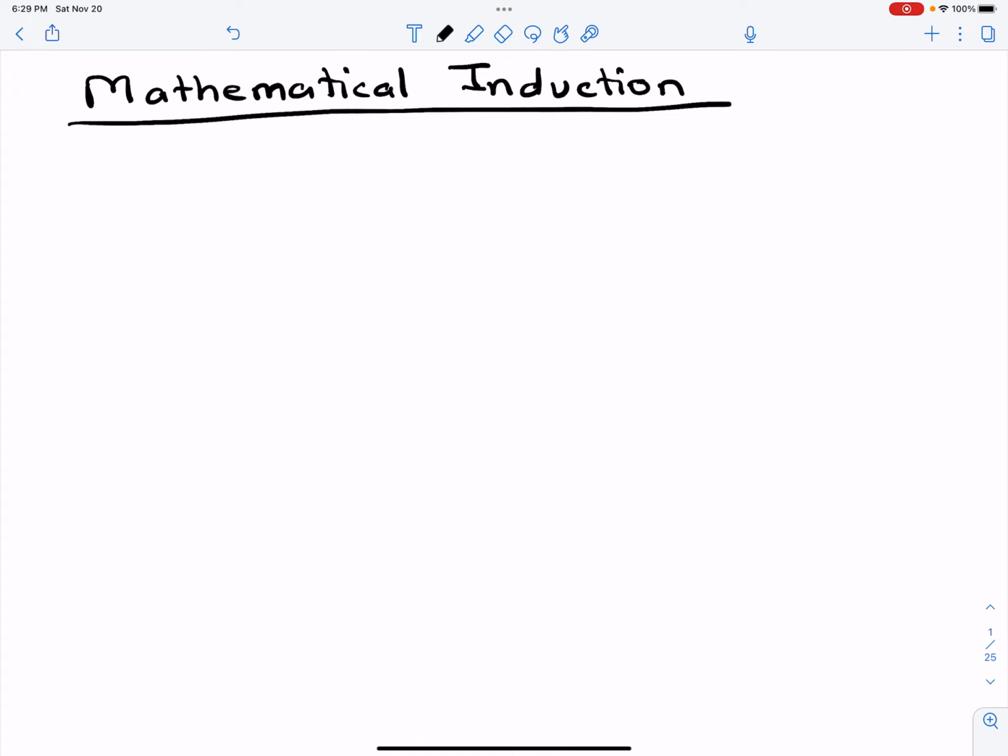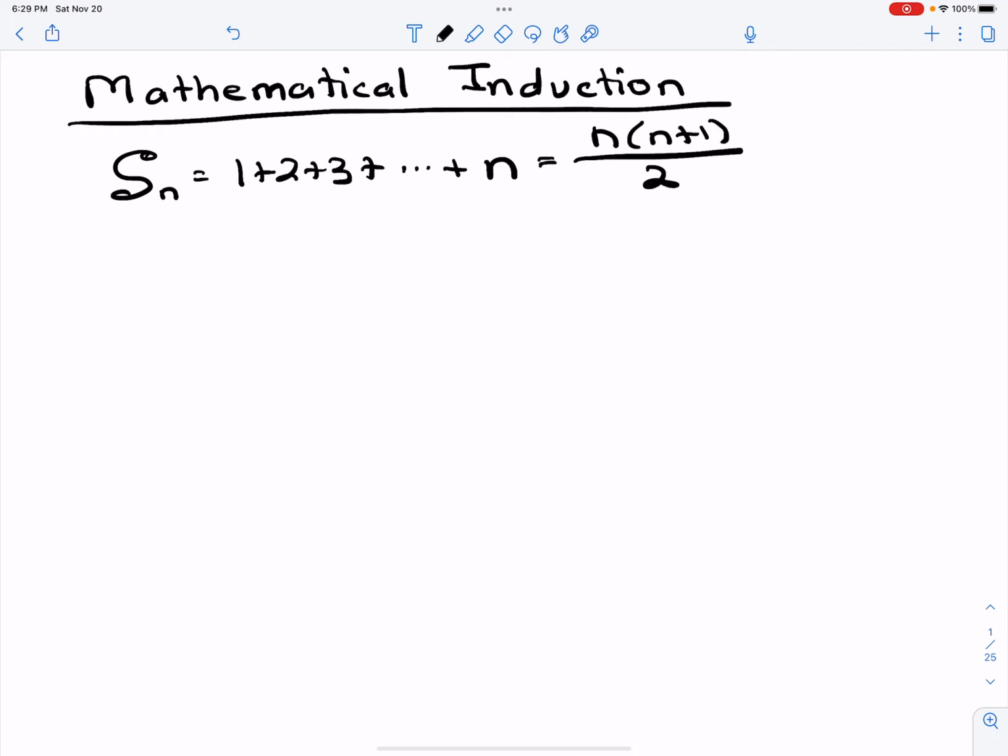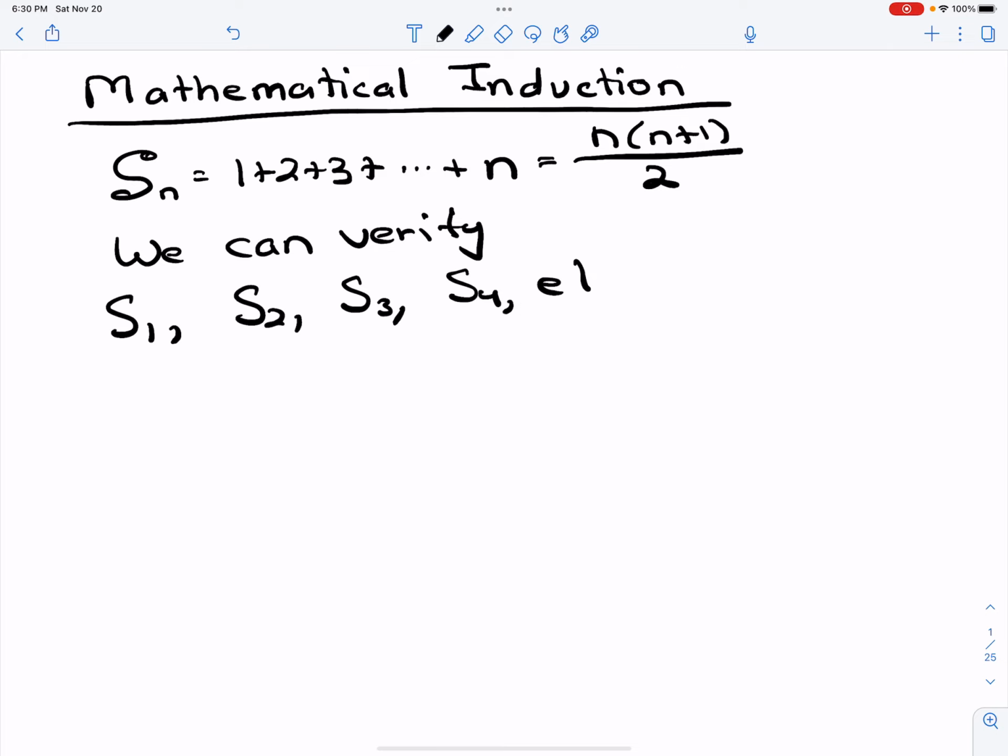So, like, if you have a statement like S sub n equals 1 plus 2 plus 3 plus ... plus n, and then we tell people, hey, that equals n times n plus 1 over 2. We can verify S sub 1, S sub 2, S sub 3, S sub 4, etc. But how do we verify for all n?